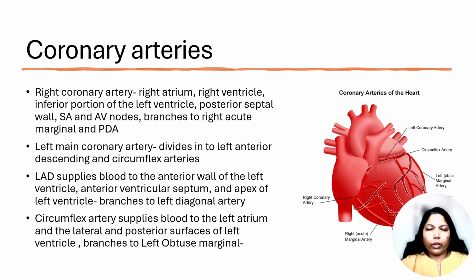The right coronary artery supplies the right atrium, right ventricle, and inferior portion of the left ventricle, then the posterior septal wall, SA node, and AV nodes. So it mainly supplies the right part of the heart, and some part of the left ventricle, that is the inferior portion of the left ventricle. And then the right coronary artery branches to the right acute marginal artery.